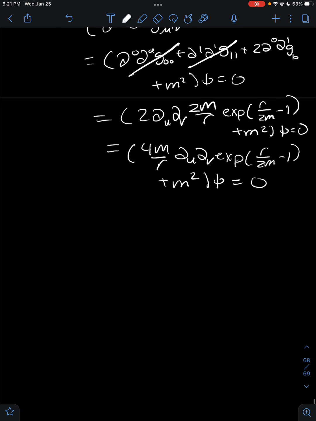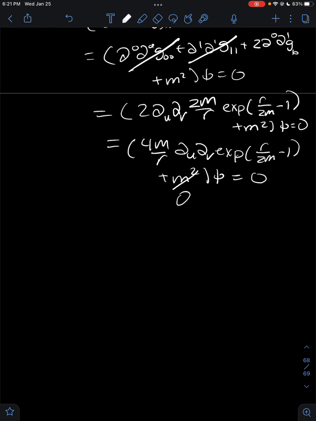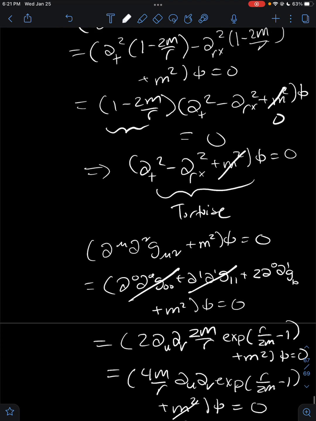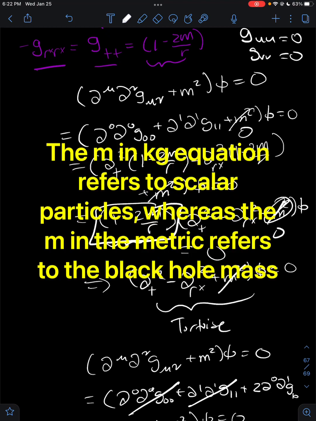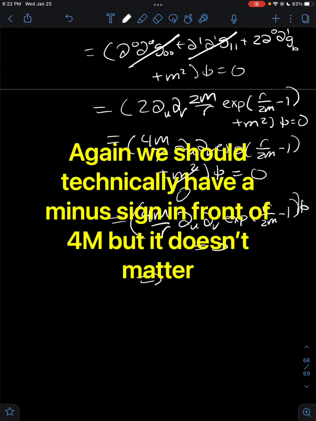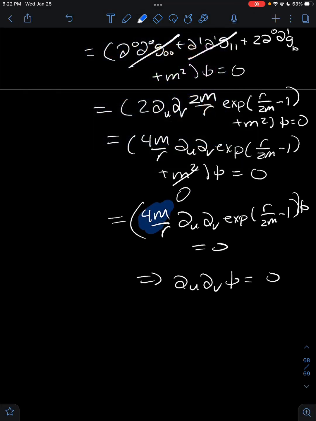So now what we can do is factor. Actually, before we factor things out, we have to take m to be 0, because we can only factor things when the mass is 0. So for these cases over here, the mass should be 0, right? Because we factored these terms out, but we can only factor them out if the mass is 0. So we are dealing with the massless scalar field. So doing that, we then have 4m over r partial u partial v exponential of r over 2m minus 1, and then times phi equals 0. This implies that partial u partial v phi equals 0, since this term over here is never going to be 0, meaning that partial u partial v phi has to be 0.